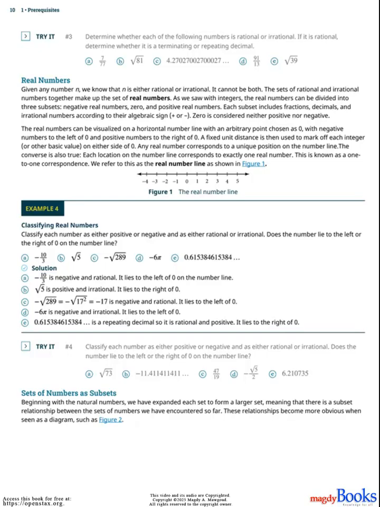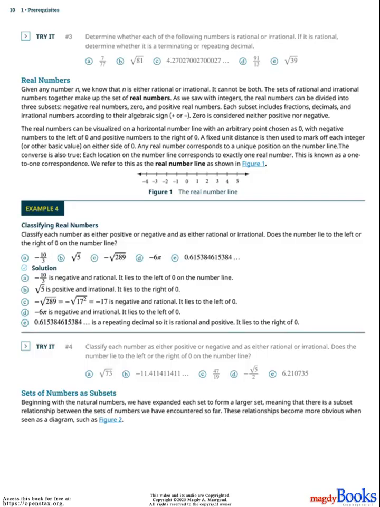Try it number 3. Determine whether each of the following numbers is rational or irrational. If it is rational, determine whether it is a terminating or repeating decimal. A. 7 over 77. B. Square root of 81. C. 4.27027002700027. D. 91 over 13. E. Square root of 39.